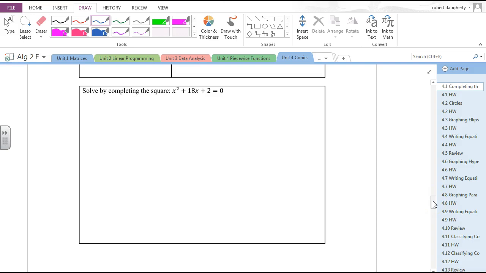So this one, what do I do first? Yeah, move the 2 to the other side. So x squared plus 18x equal negative 2. Okay? In order to complete the square, I look at that 18 and figure out what? What is half of it? What's half of 18? All right, so I'm going to add what? Add 9 squared. If I add it to the left, what must I do to the right? Same thing.